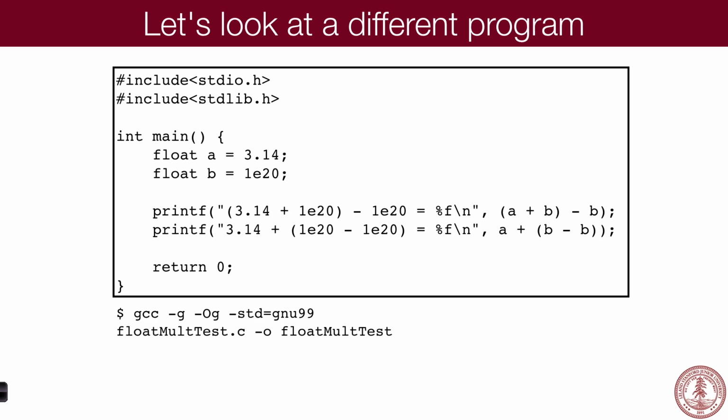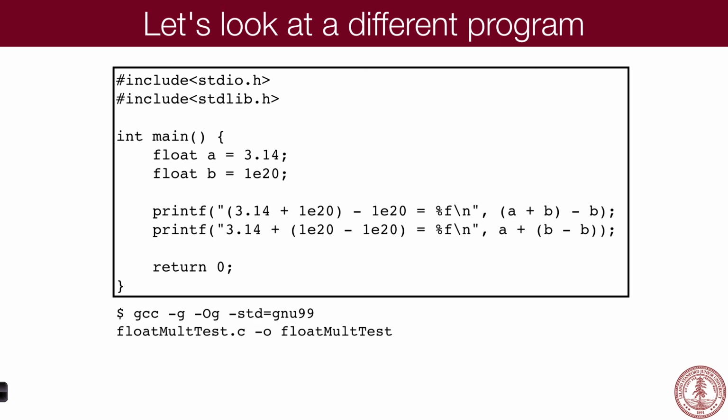But in this case, we're going to have float A, 3.14. Great. Float B, 1 times 10 to the 20th. That's how you represent 1 times 10 to the 20th, it turns out. And we're going to print two things out. We're going to print out 3.14 plus 1 times 10 to the 20th minus 1 times 10 to the 20th. And then we're also going to print out 3.14 plus the quantity 1 times 10 to the 20th minus 1 times 10 to the 20th.